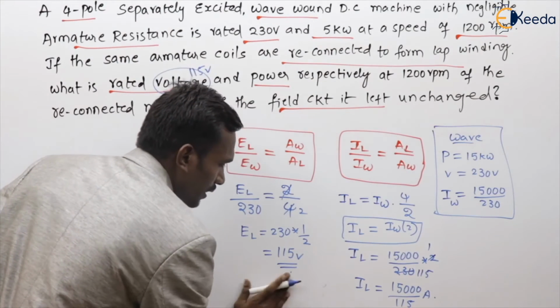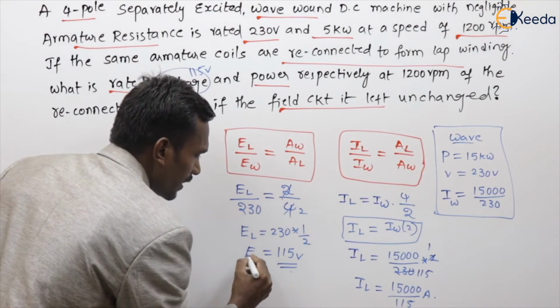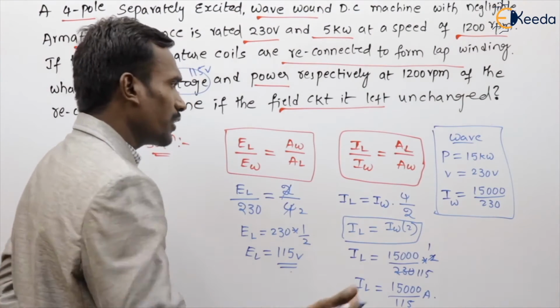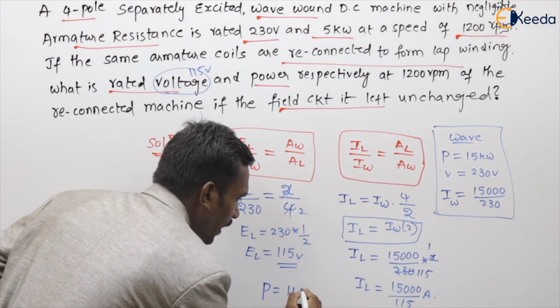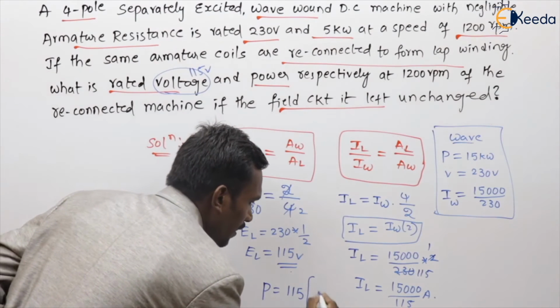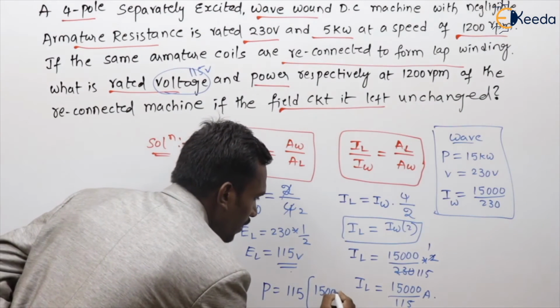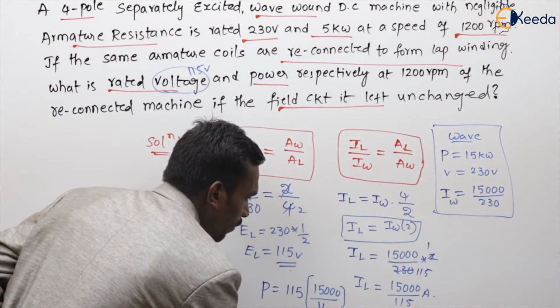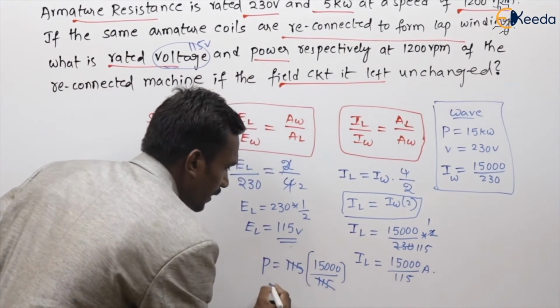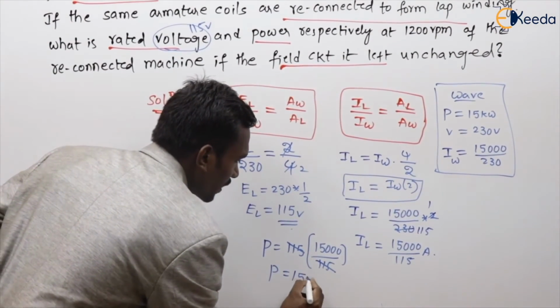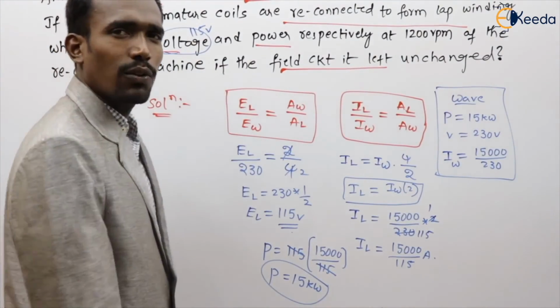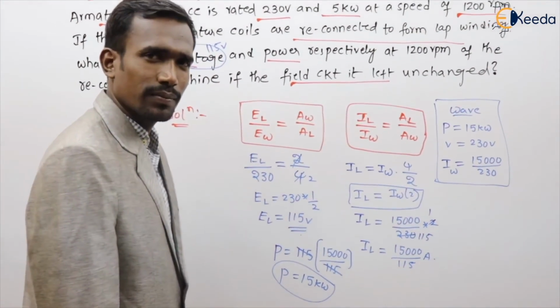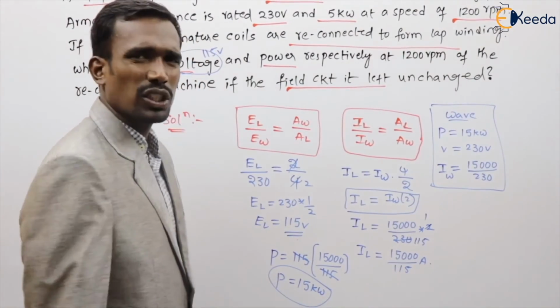Now can you tell me what the power is? Power is equal to V into I. 115 into IL, where 115 gets cancelled. So 5 kilowatts is our answer. Okay? A very easy question.